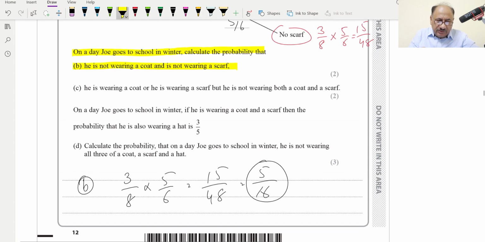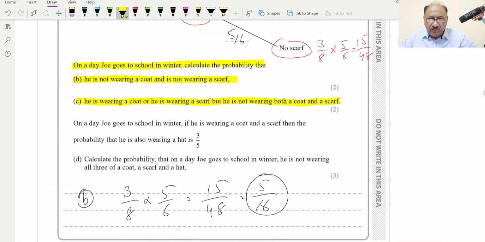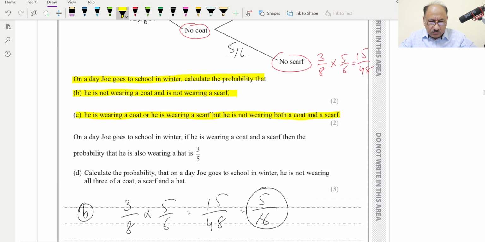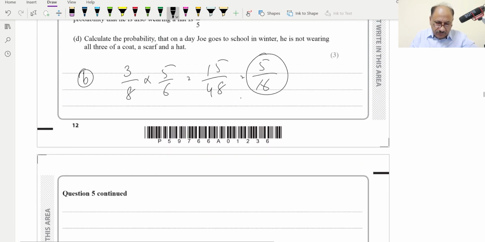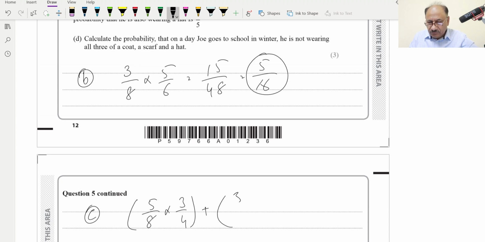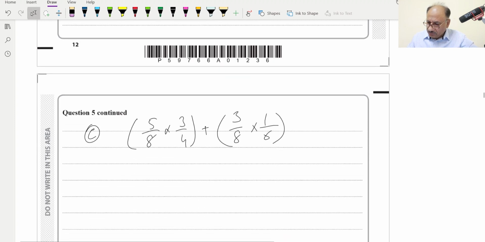Now part C says he is wearing a coat or he is wearing a scarf, but he is not wearing both a coat and a scarf. So for that, wearing a coat or a scarf will be 5 by 8 into 3 by 4, and this will be added with the other probability, which is 3 by 8 into 1 by 6, and this will give us the answer. We can calculate this.